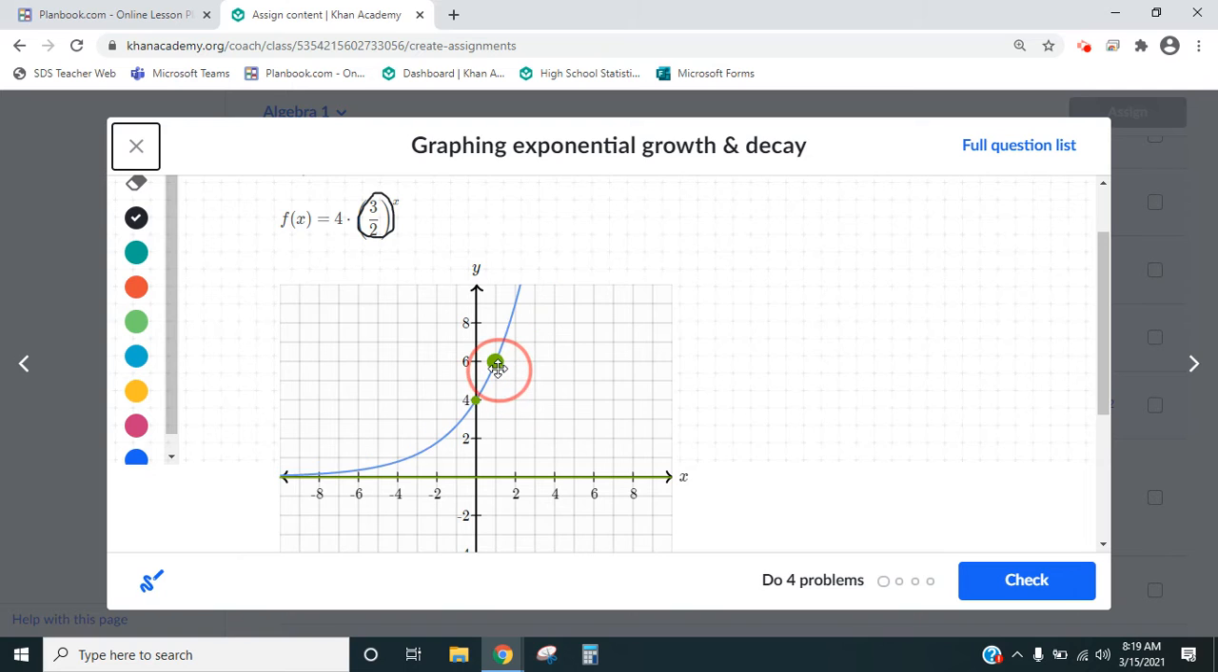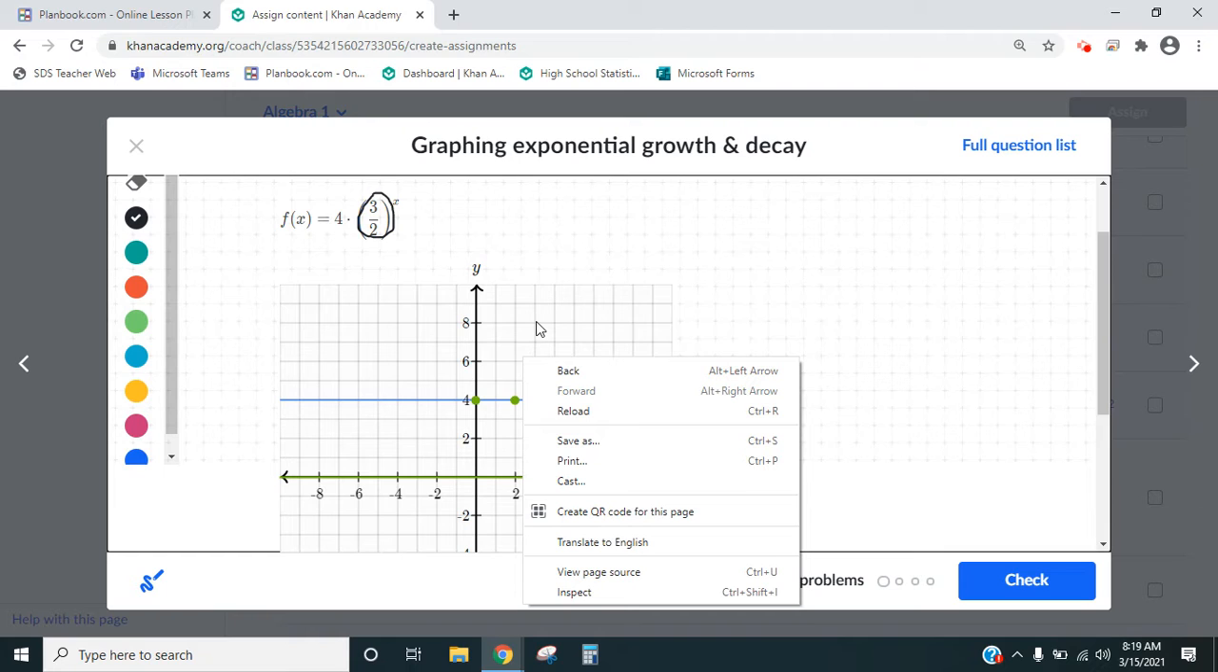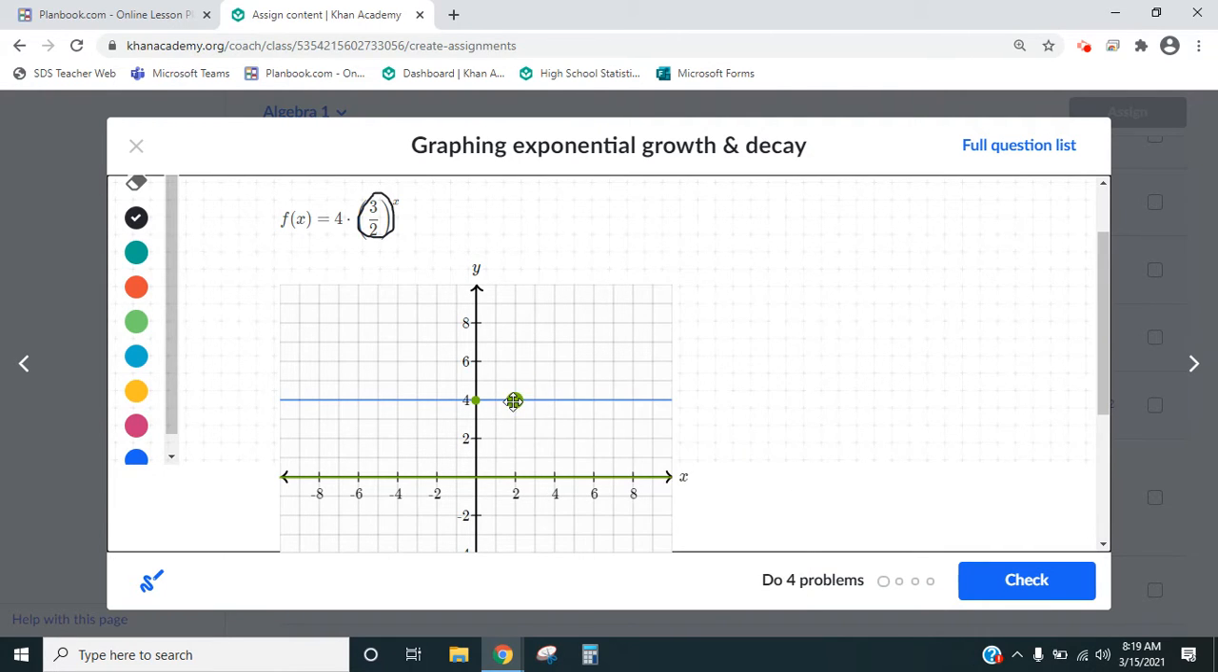But dang it. I can't go up 1.5 on this graph. Darn it. Dang it. Shoot. Huh? What do you want to do?